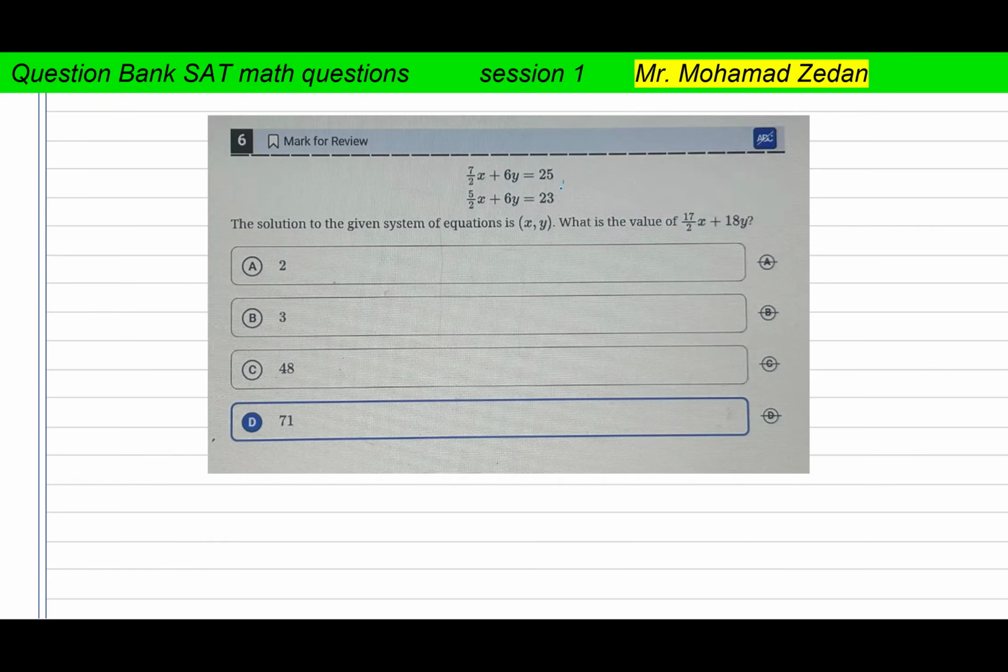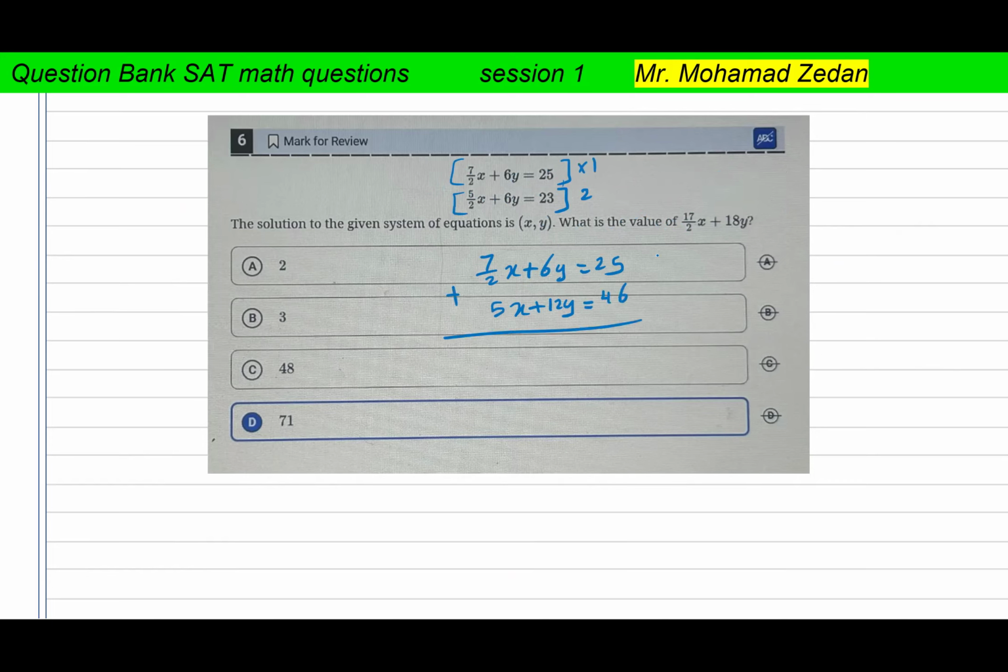Try to multiply the second equation by 2 and keep the first equation the same, like times 1. Now I have 7 over 2 x plus 6y equal to 25. Just keep the first one. I multiply the second one by 2, and you will get 5x plus 12y equals 46. Just add.